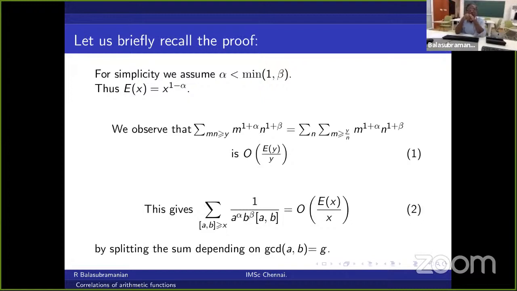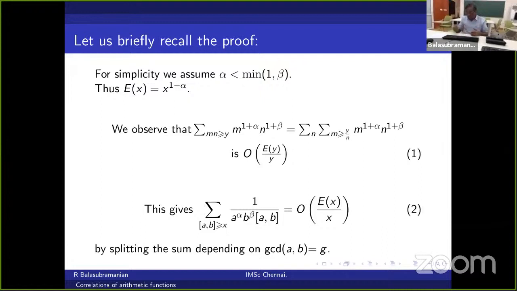What is the easiest way to prove that? Look at the sum and split it depending upon the value of the GCD of a and b. Once you do that, you end up having a sum like equation 1: the summation over mn bigger than or equal to y of m^(1+alpha) n^(1+beta). That summation can be easily done. You take the summation over n first and then over m, and with the standard argument it is O of epsilon by y. When you split the second sum depending upon the value of the GCD, it reduces to equation 1, which you can use to get this result.